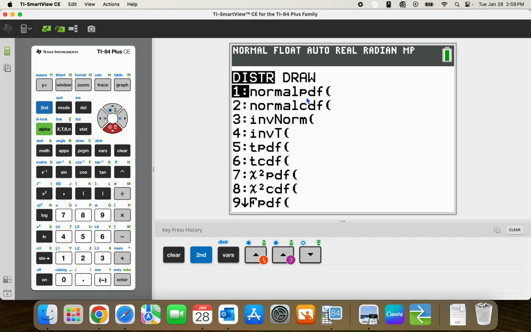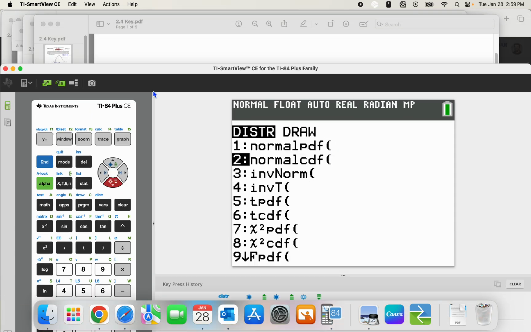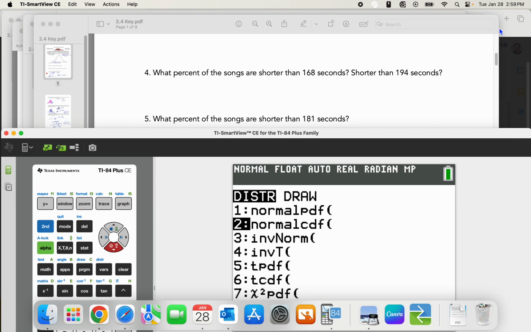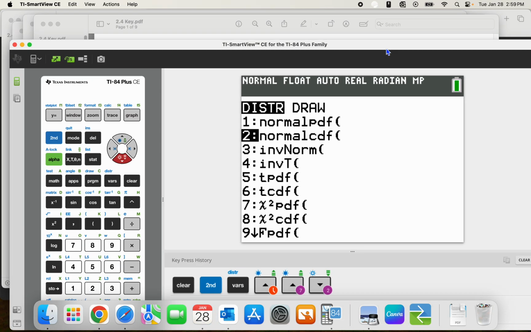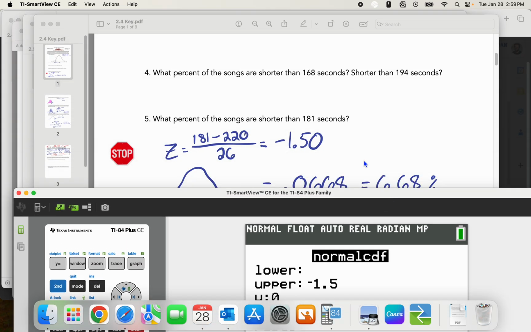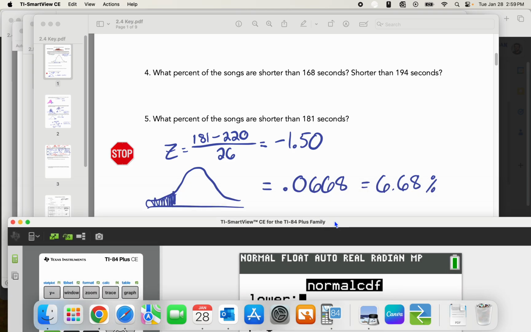We don't use NormalPDF a whole lot, so we're going to stick to 2 and 3, NormalCDF and invNorm. NormalCDF is for when we have a z-score and we're trying to find an area. So this is when the area is unknown. I'm going to press enter on NormalCDF, and I already have the numbers in there. The lower number in NormalCDF is the absolute left side of our picture.